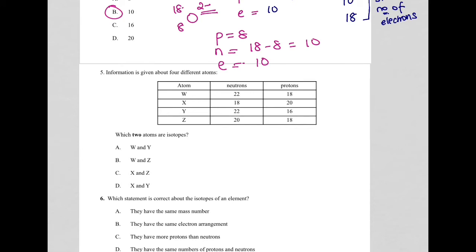Then you need to find the isotopes. Isotopes have same number of protons but different number of neutrons. So they need to have the same number of protons. So W and Z.